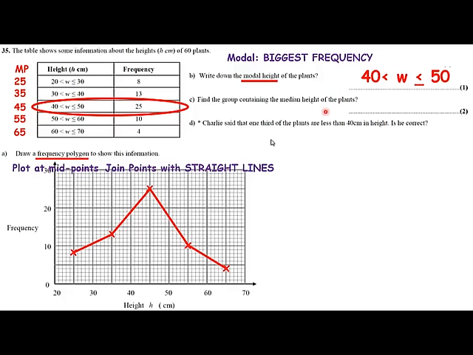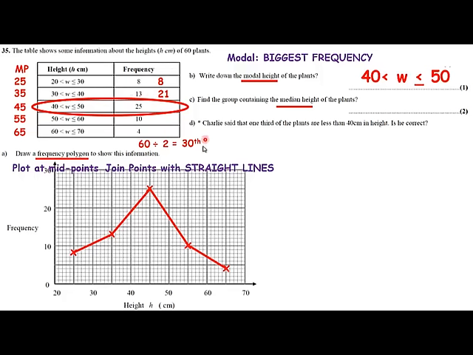Find the group containing the median. Now the median is the middle value. I know there's 60 plants altogether, so half of 60 is 30. Divided by 2, that gives me 30. So it's the 30th plant I'm looking for. The first group has the first 8. The first and the second group takes me up to 8 plus 13, 21. So that's the first 21 plants.